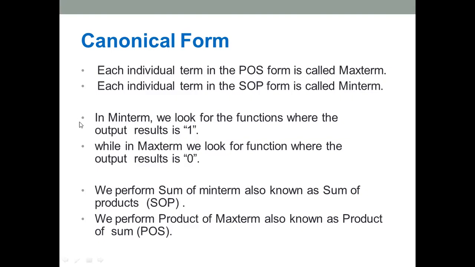In min term, we look for the function where the output result is 1. So that is a min term. After that, we have the max term, where we look for the function where the output result is 0. After that, we perform the sum of the min terms, which we can call a sum of products, and with the help of the min terms and max terms, we can perform the POS also.